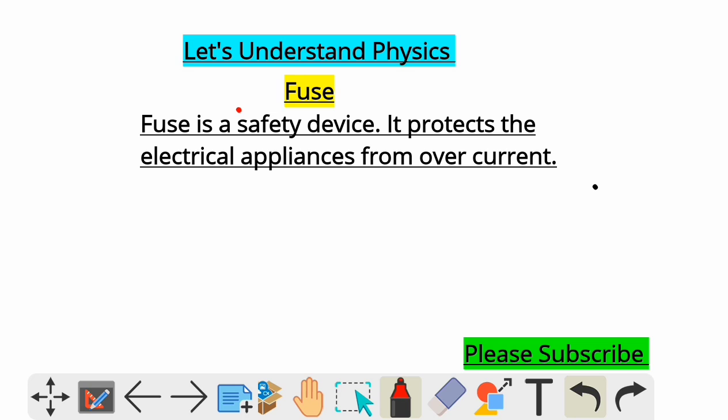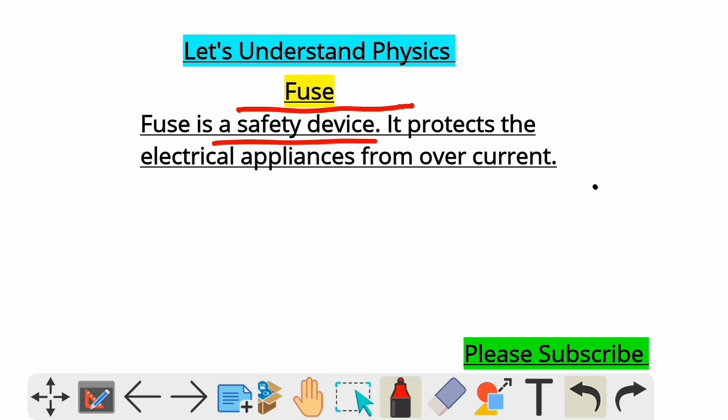In this video, we will see fuse and how to calculate fuse rating. Very important question for class 10 CBSE students. At least it will be asked for 1 mark in assertion and reason questions, if not in descriptive type questions. Okay, so understand this carefully.